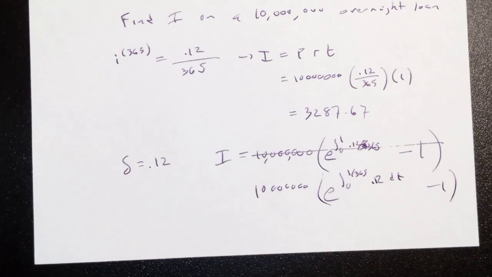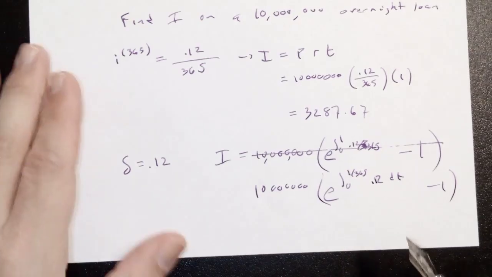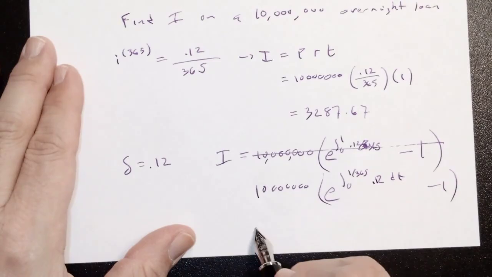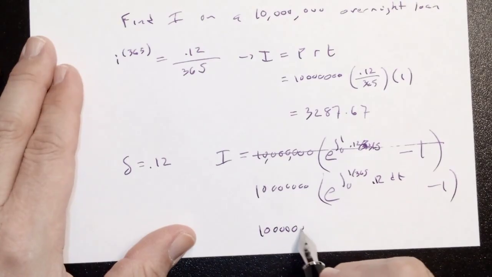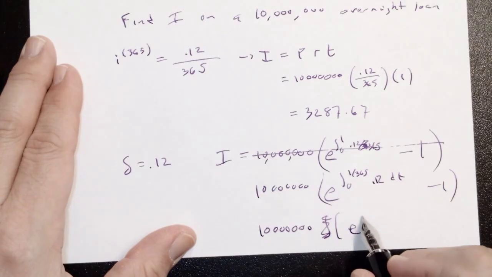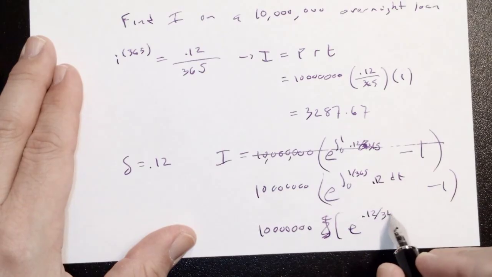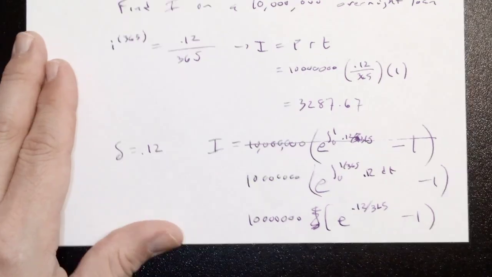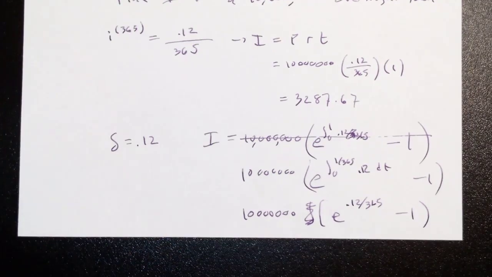I don't have the integral, I have the result of the integral. Because when I integrate this, I get 0.12t. When I plug that in, e to the 0.12 over 365. That's the answer that comes out. Sorry, I mixed up two lines. I apologize. Talk to me.